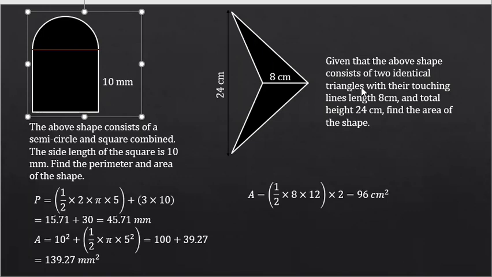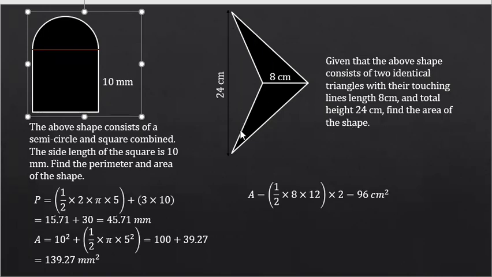Let's move on to the next question, which is our last question this evening before we wrap up for class. Given that the above shape consists of 2 identical triangles with their touching lines length of 8 centimeters and total height of 24 centimeters, find the area of the sheet.